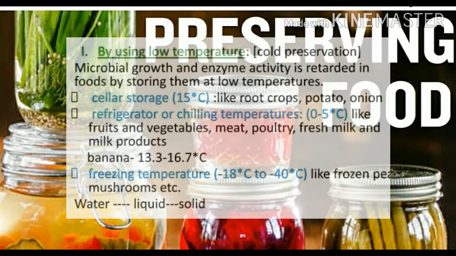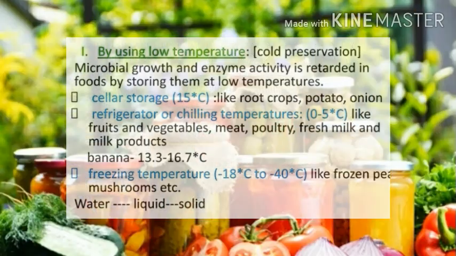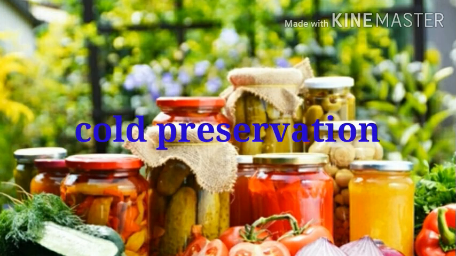And what about the banana? It can be kept at a temperature between 13.3 to 16.7 degrees Celsius. And freezing temperature is about minus 18 degrees Celsius to minus 14 degrees Celsius, for things like frozen peas, mushrooms, etc. And water turns to liquid, liquid turns to solid. So these are the methods when keeping the material using low temperature. Another name for it is preservation.